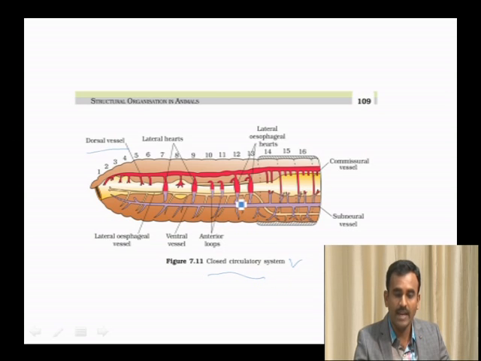It consists of lateral hearts, which help in the pumping of blood in one direction. Blood is red in color, which contains hemoglobin.